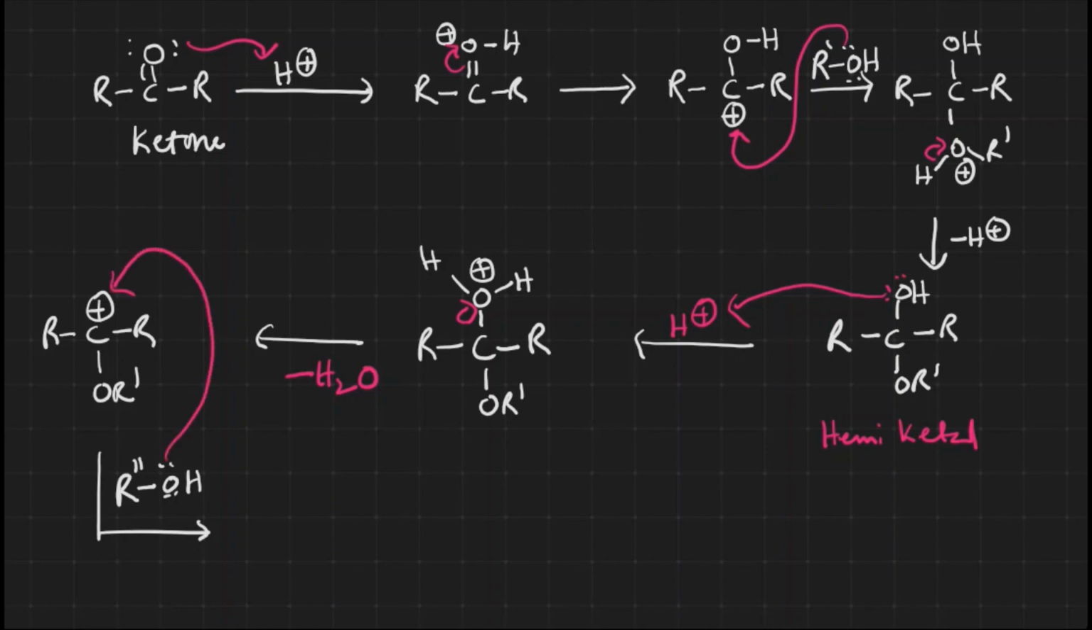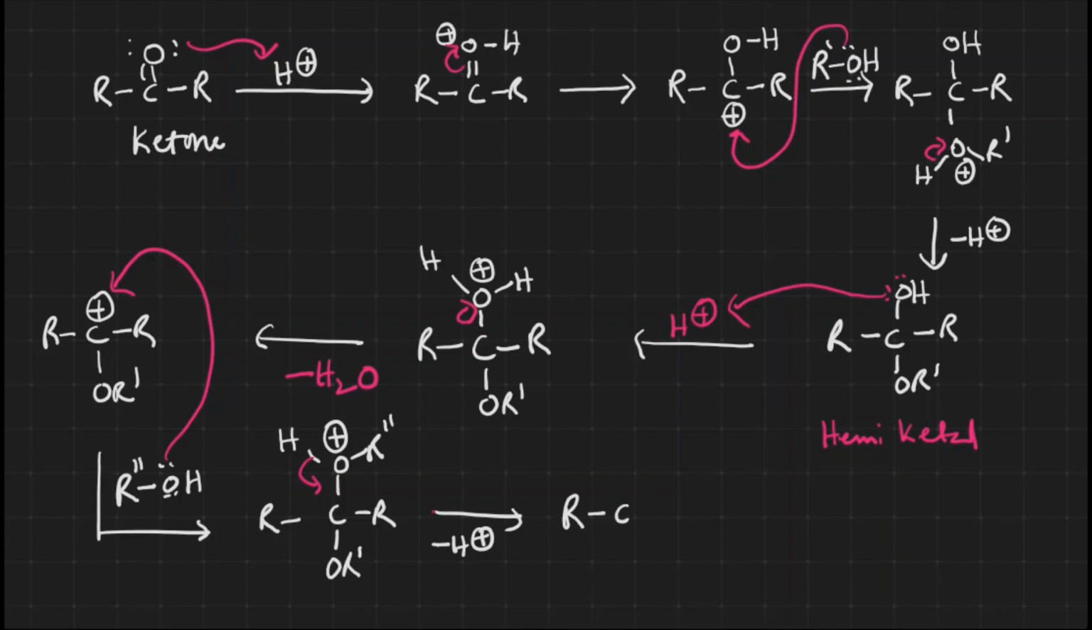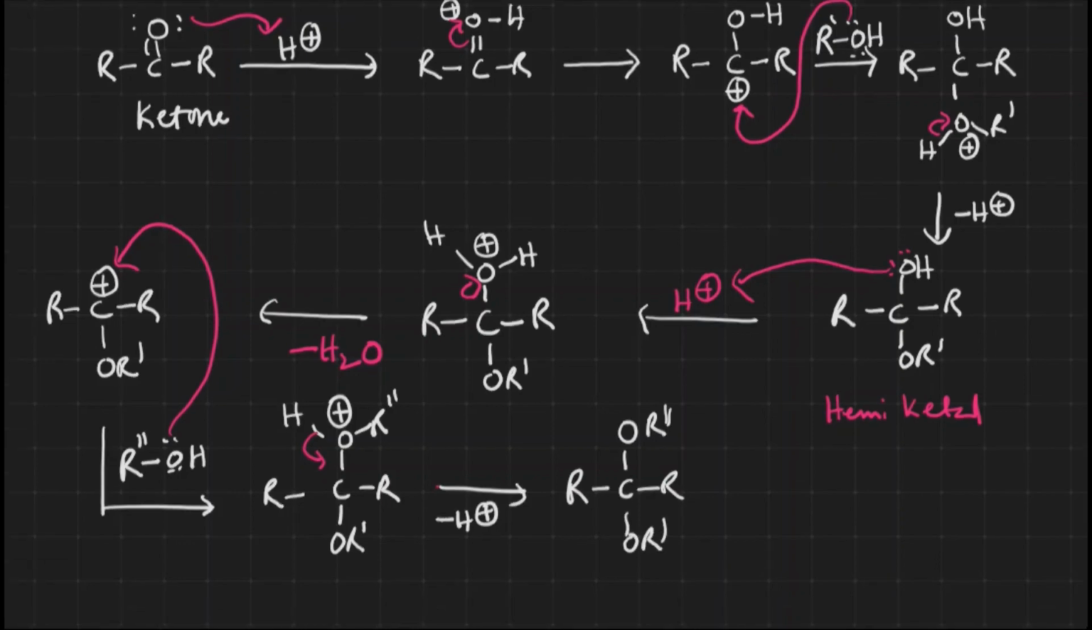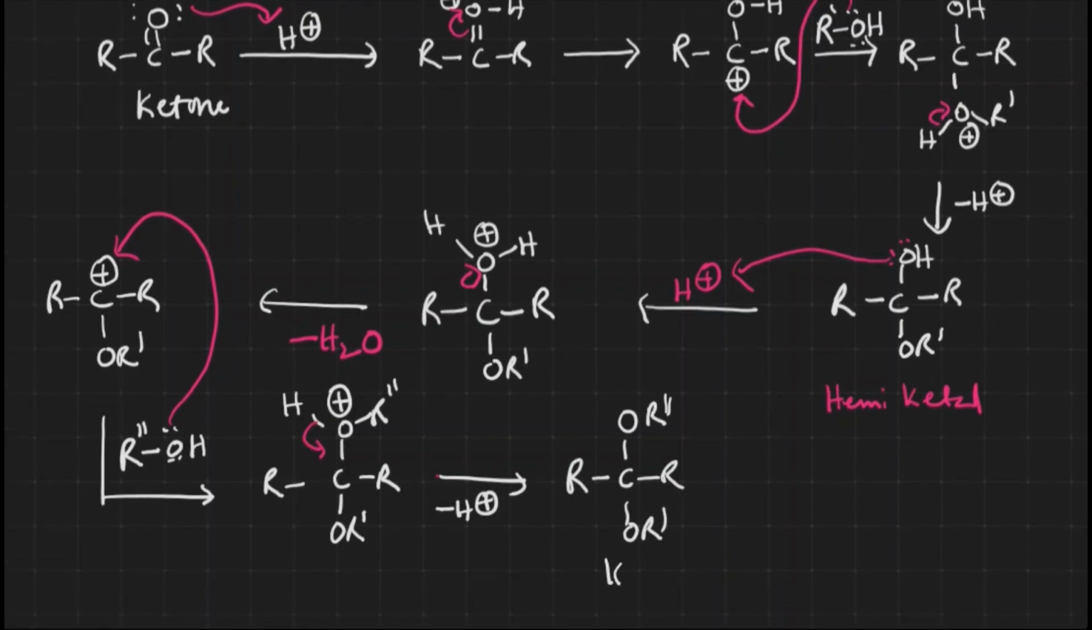Then what do we get after attacking? R, C, OR dash, R, O, R double dash and H. Again oxygen gets the positive charge, which is unstable. What happens? Elimination of proton takes place again, minus H plus. After elimination, we get a structure something like this: O, R double dash, R, O, R dash. Got it? This is known as ketal.